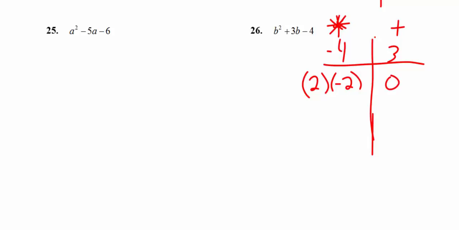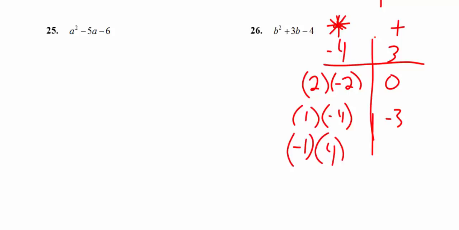So we have to try maybe 1 times -4, right? That would result in -4, but when we add this, we have -3, so that's no good. So what about -1 times +4? When I add those two together, I end up with +3. Okay, so that's our winner, right? What two numbers, when multiplied, result in -4? Well, -1 times 4 work.